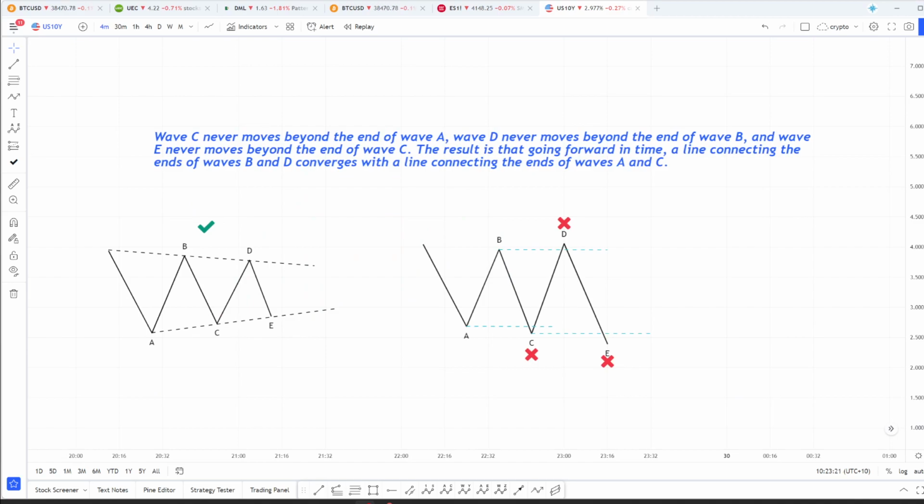Rule 3 states that wave C never moves beyond the end of wave A, wave D never moves beyond the end of wave B, and wave E never moves beyond the end of wave C. The result is that going forward in time, a line connecting the ends of waves B and D converges with a line connecting the ends of waves A and C. So that should be pretty obvious, as if those lines don't converge, we don't have that wedging, contracting pattern.